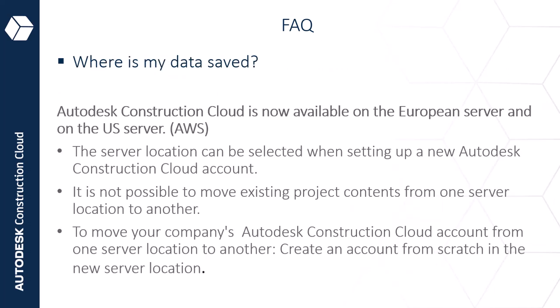Where is my data saved? So Autodesk Construction Cloud is available on both a European and on a US server, Amazon Web Services. The server location can be selected when you set up your new Autodesk Construction Cloud. It is, however, not possible to move projects between servers. So if you have a project on a US server and it actually needs to be on a European server, perhaps because of GDPR, then you'll have to create a new account from scratch with that new server location and do manual downloads and uploads to that project. So do just consider that when you start the process of getting access to Construction Cloud.